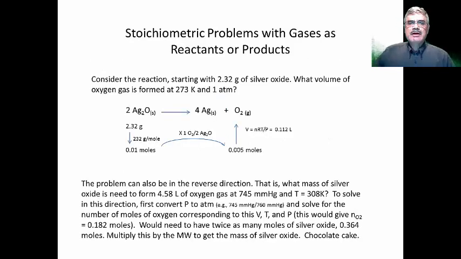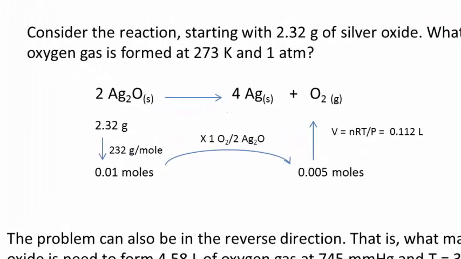Okay, as promised, we will now talk about some stoichiometric problems with gases as either reactants or products. Okay, let's consider starting with something like silver oxide, Ag2O. And let's say we start with 2.32 grams of silver oxide, and we heat it up to undergo this reaction where the silver oxide decomposes into silver metal plus oxygen gas. And the question will be, what volume of oxygen gas is formed at, say, 273 Kelvin in 1 atmosphere when we start with this amount of silver oxide?